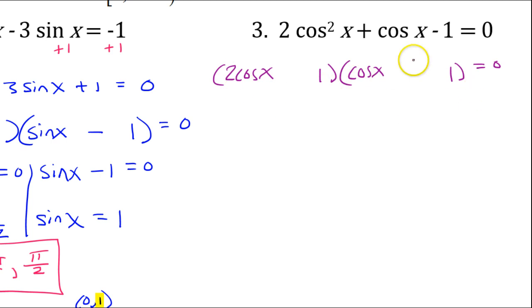Inner plus outer must equal the middle. Inner, I have 1 cosine x. Outer, I have 2 cosine x. The middle is positive 1. I can get that if this is negative and this is positive. So that would mean this would be negative and this would be positive. Also, negative 1 times positive 1 is equal to negative 1. So this is correct.